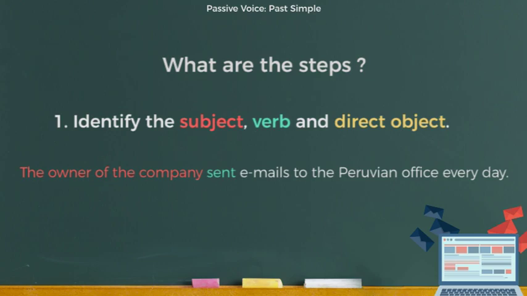Now, remember, to recognize the direct object of a sentence, we ask who or what to the verb, which in our example is send. We ask, who did the owner of the company send? We can answer this question with the information from the sentence. So we now ask, what did the owner of the company send? And the answer is emails. This means that emails is the direct object of the sentence. Step 1, done.